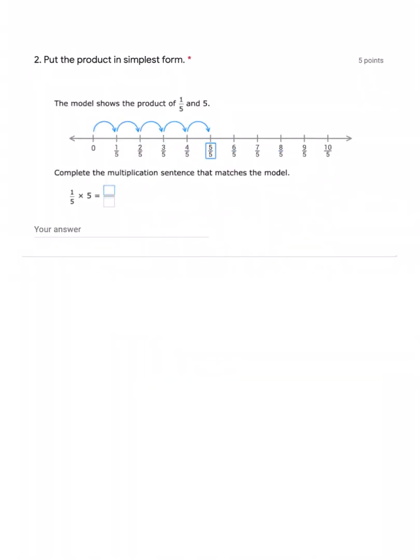Okay, now number 2 says that this model is showing the product of 1/5 and 5. So here we can see that 1/5 plus 1/5 plus 1/5 plus 1/5 plus 1/5, that's the same as 1/5 times 5. How would you type 5/5 in simplest form on your Google form? Hopefully you know by now that 5/5 is the same as 1 whole. So that one should be pretty easy. You guys can do number 3 on your own. I'm not going to teach that one.